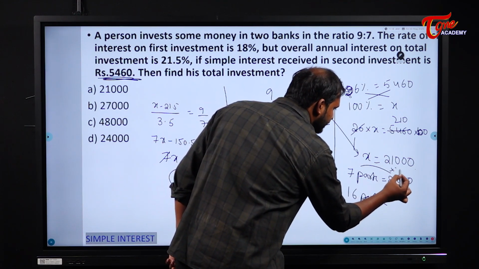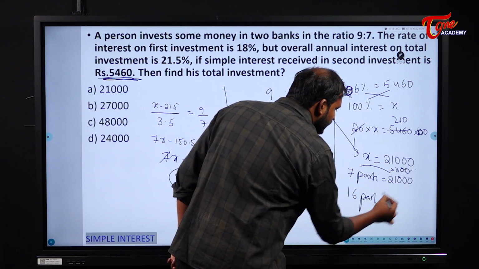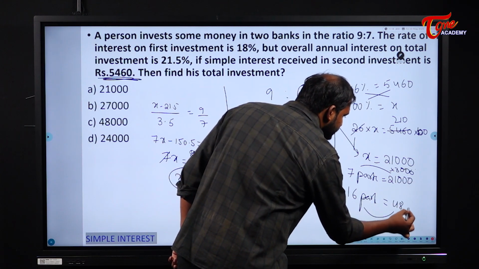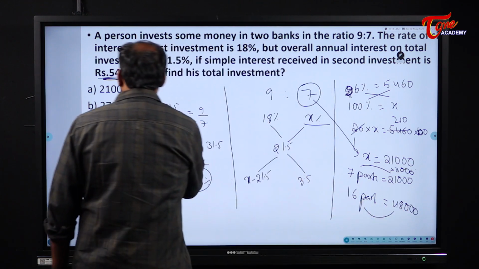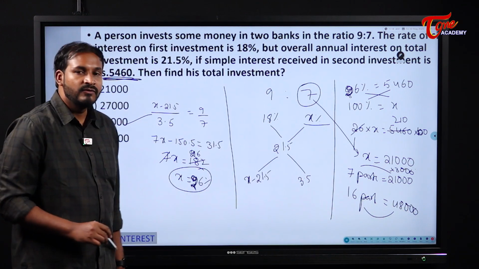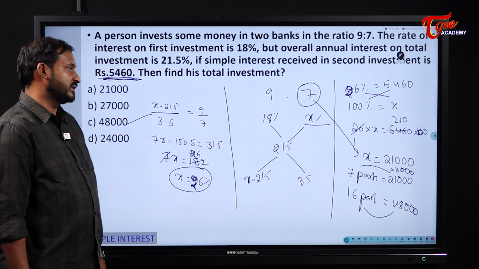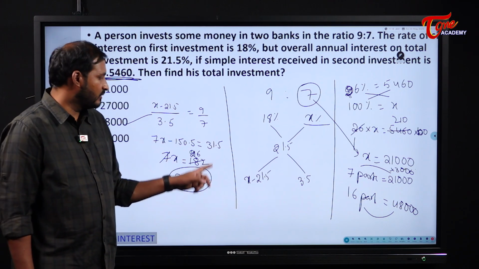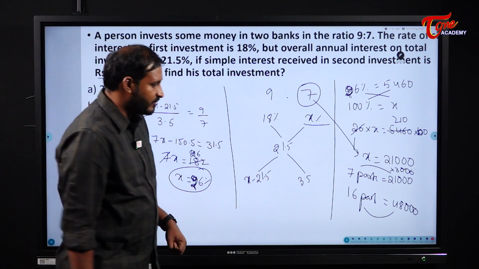Into 3,000, right? So here also into 3,000 means his total investment will become how much? 48,000. His total investment will become 48,000. Please be careful with this one. This is how we solve this type of problem. Next one.